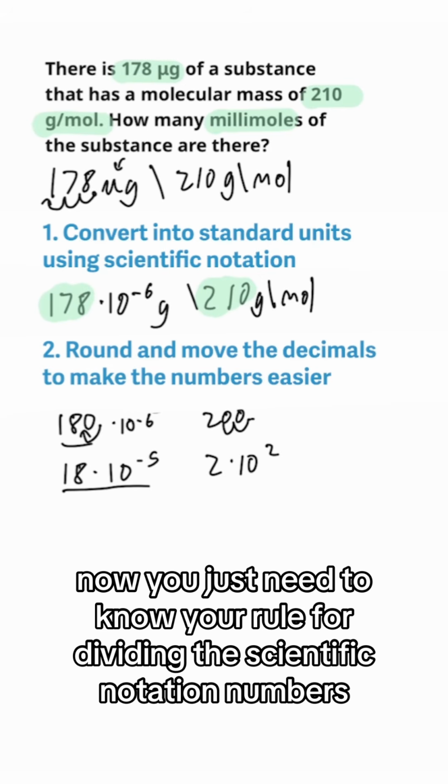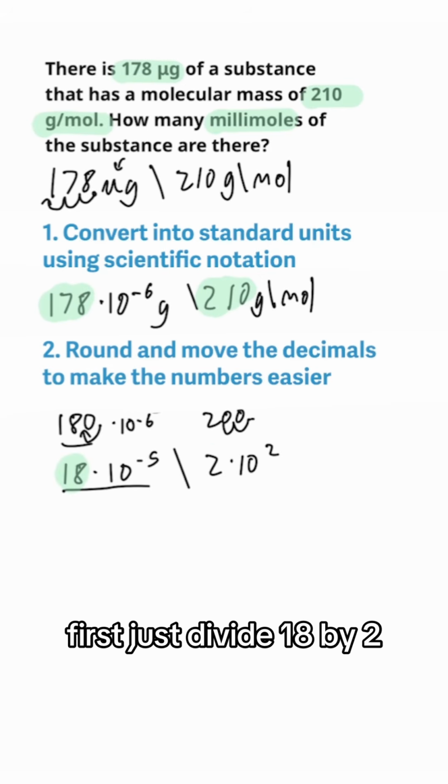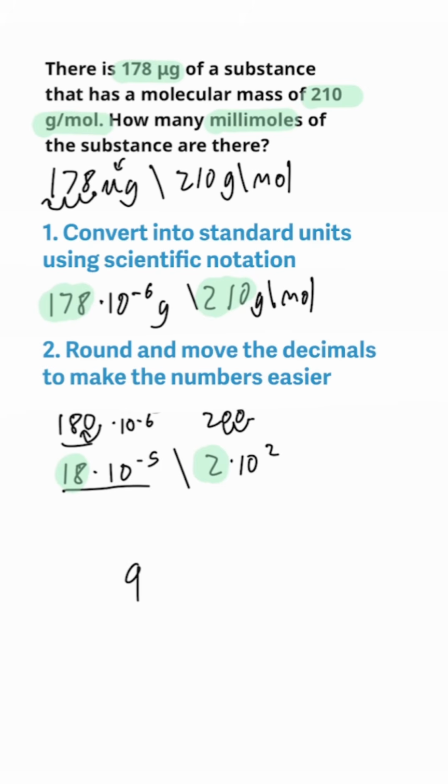Now you just need to know your rule for dividing the scientific notation numbers. First, just divide 18 by 2. That gives us 9. And then you divide 10 to the negative 5 by 10 to the 2. And to do that, you just subtract the second number from the first. So we get negative 5 minus 2 equals negative 7. So then our final number is 10 to the negative 7. So we end up with 9 times 10 to the negative 7.